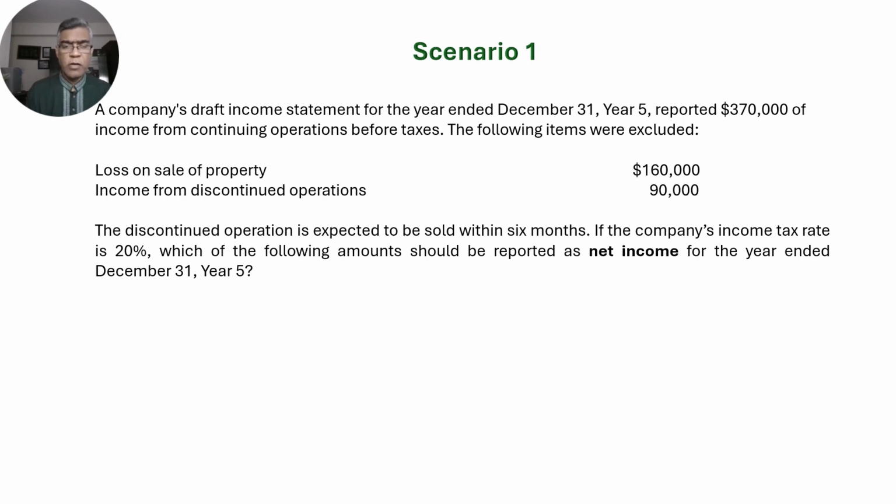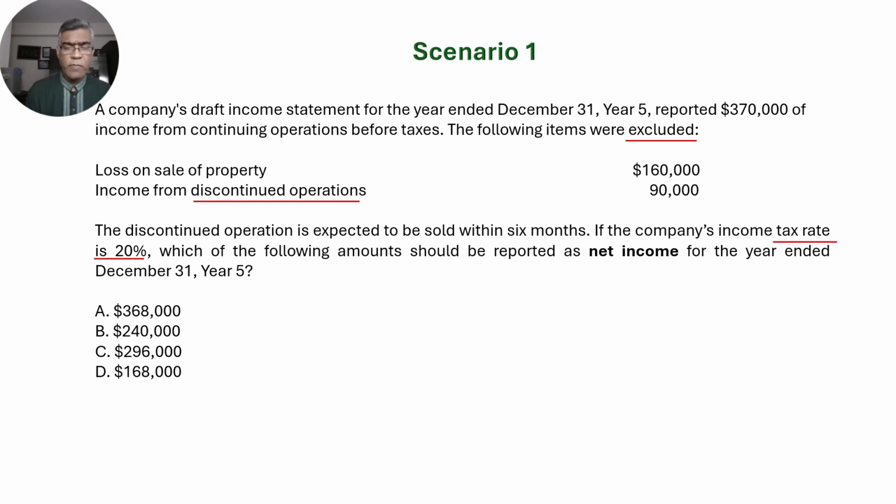We need to calculate the net income. There are four options. Option A, 368,000. Option B, 240,000. Option C, 296,000. And option D, 168,000. So here, two items were excluded. One is loss on sale of property, which is part of continuing operations, and the other is income from discontinued operations, which should be reported net of tax. And here is the tax rate, 20%.